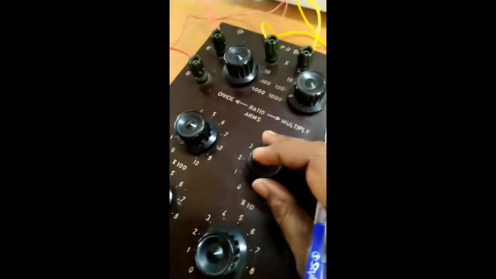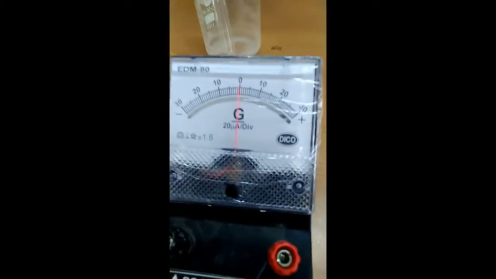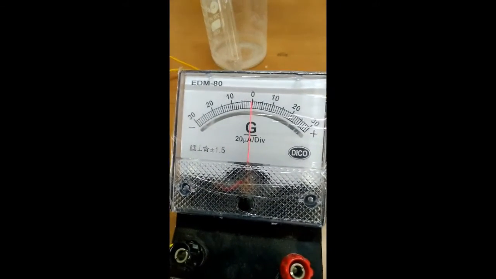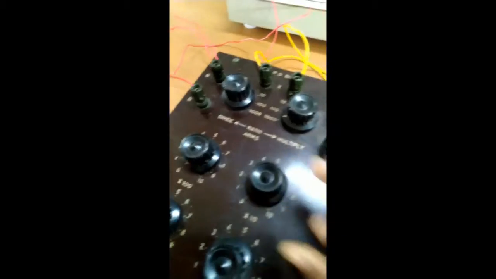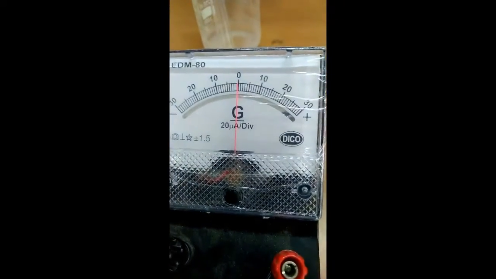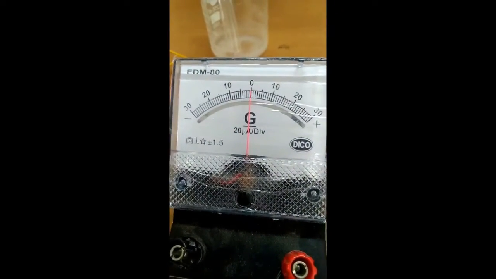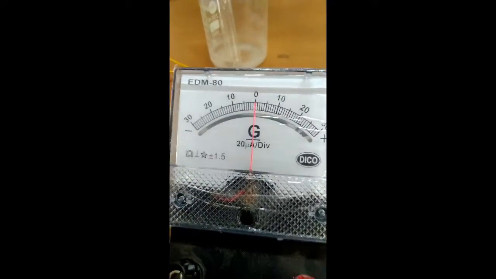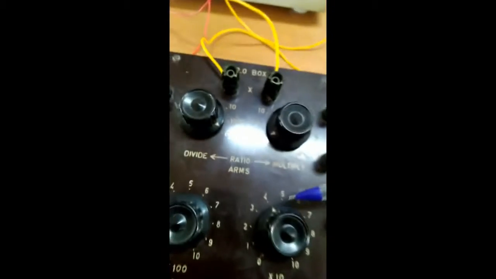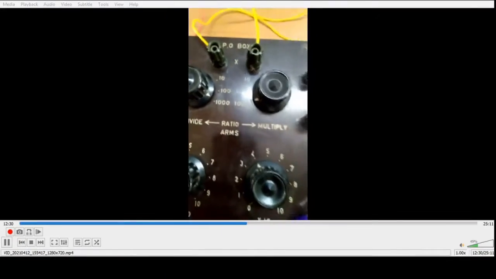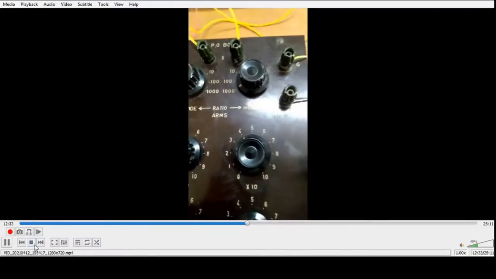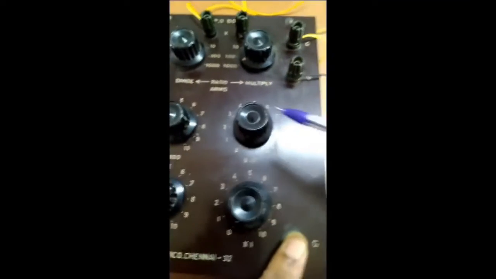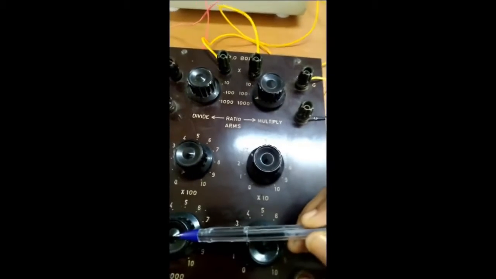So let us put it to 3. Again the deflection is slightly towards the left. So let us put it to 4. Now it is towards the right. Check it out, it is moving towards the right. So for 4 in the 10 dial, the deflection is towards the right. For 3 it is towards the left, and for 4 it is towards the right. So we need to keep the dial at 3 itself.